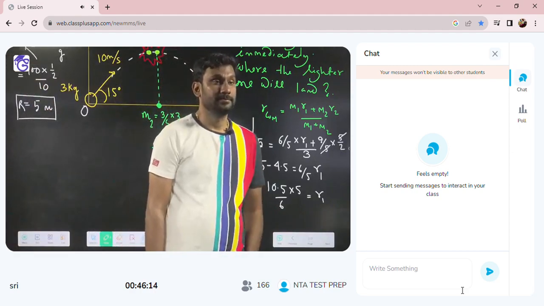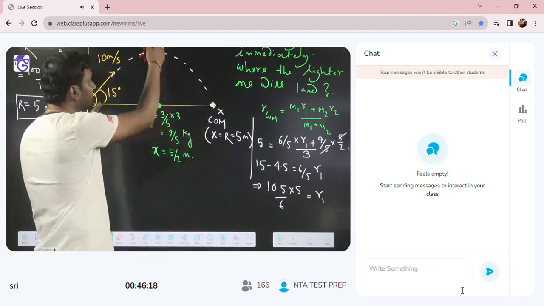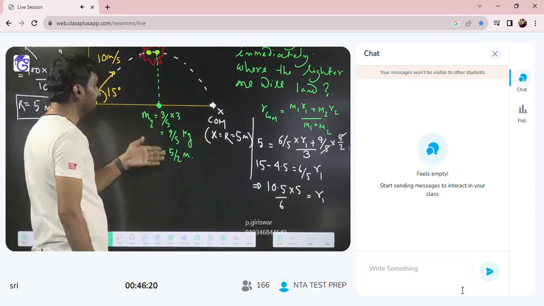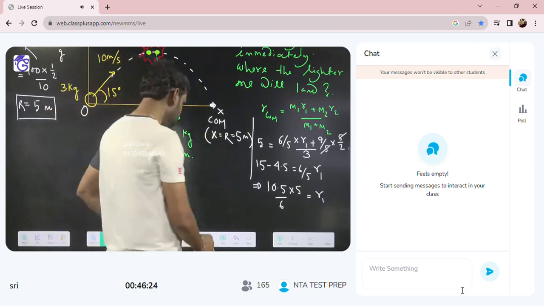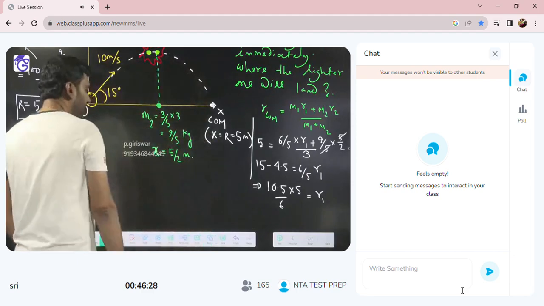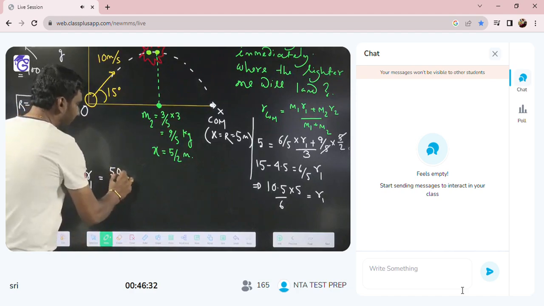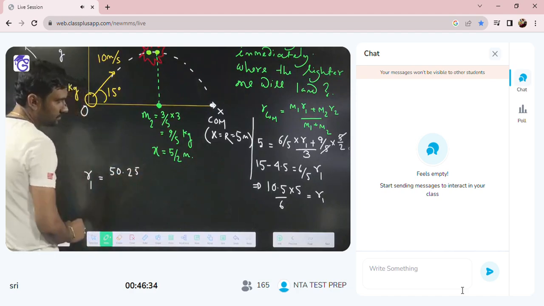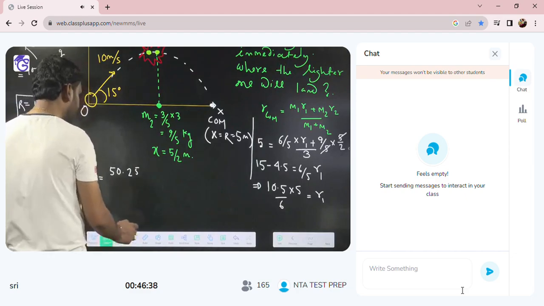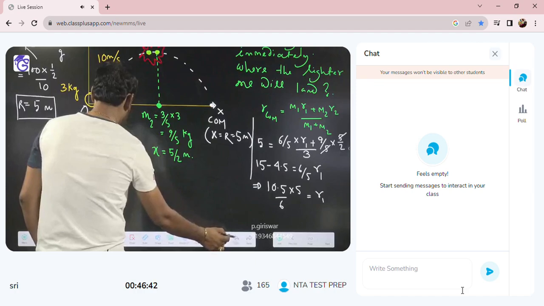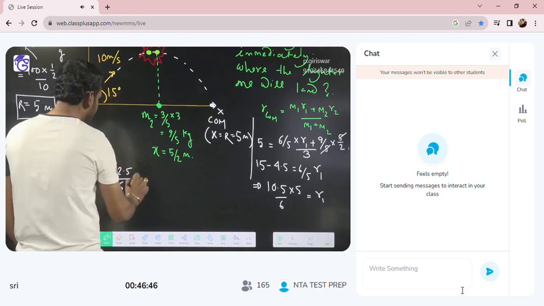Karthik, the total range is 5 meters. It is coming to rest, so it will land at R by 2 only, and R is 5 meters, so 5 by 2. So tell me what is the final calculation coming. So R1 we are getting 50.25. No, sorry, 52.5. 52.5 divided by 6 meters.